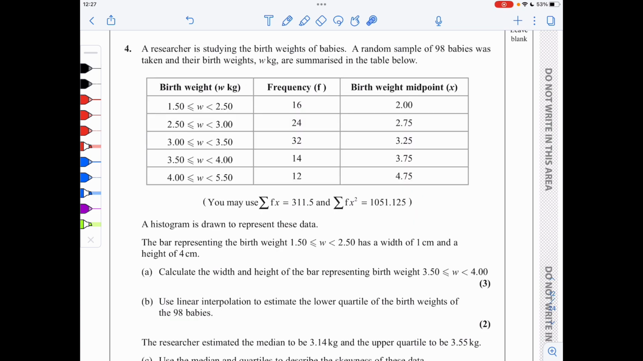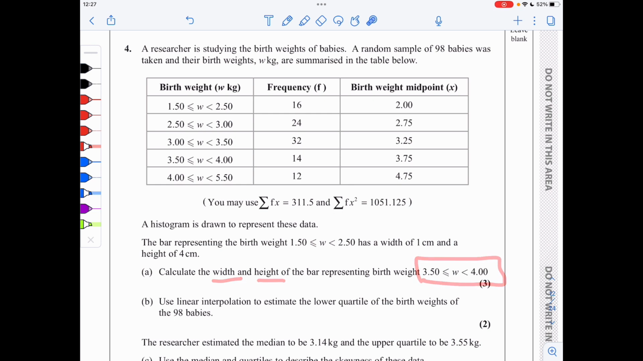In question 4, we've got the birth weights of babies. They are given in a grouped frequency table. We've got the frequencies, we've got the midpoints for each class, and we are told that a histogram was drawn, and we are being given the dimensions of the box representing the 1.5 to 2.5 class, and we need to calculate the width and height of the bar representing the 3.5 to 4 class.